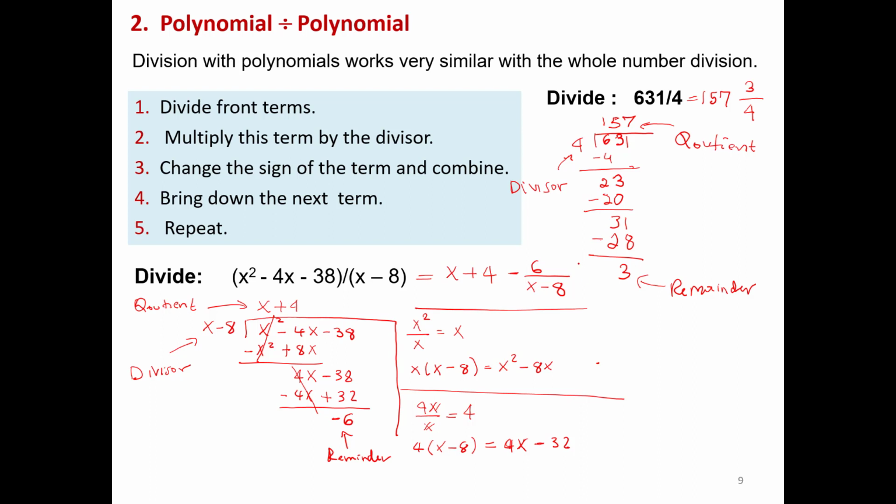If we divide these two polynomials, then we get x plus 4 minus 6 over x minus 8. And maybe here let me write something like that to know this is the answer. This is the answer.